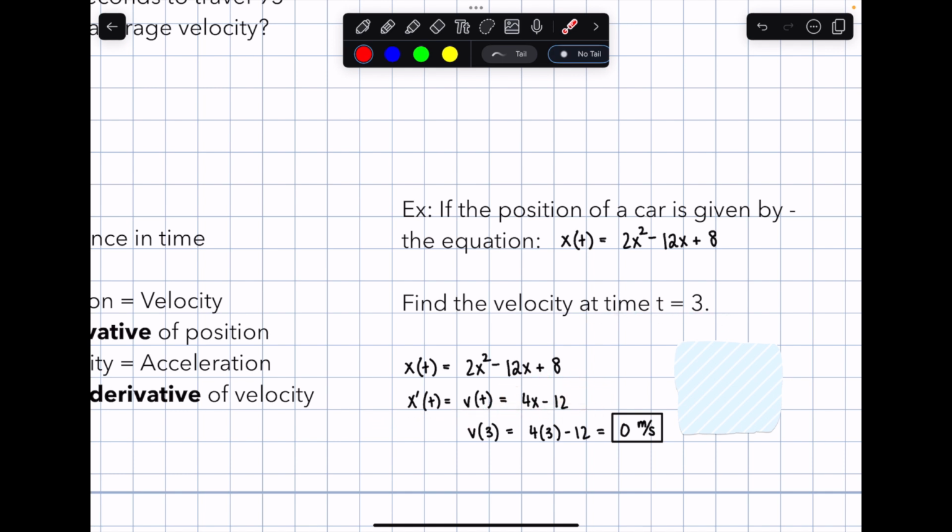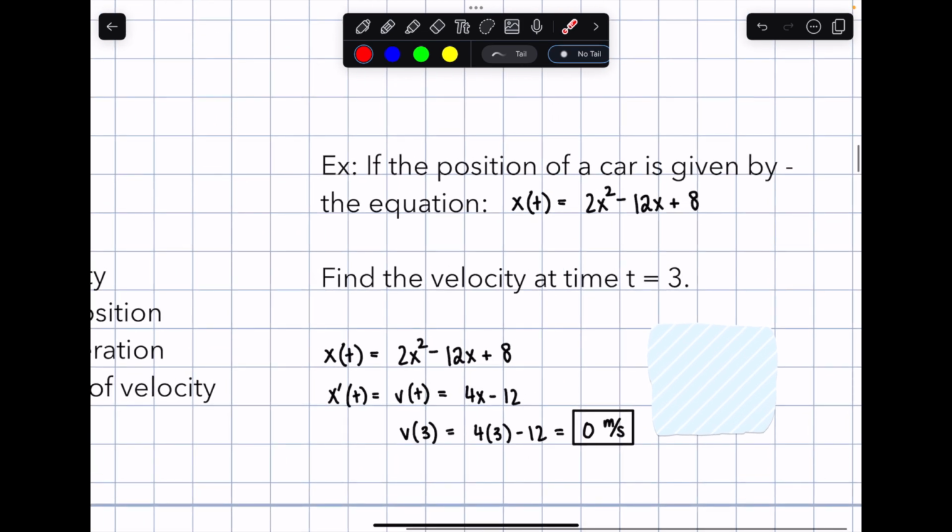Now, just for a quick aside, what does 0 meters per second actually mean? Well, if the velocity is equal to 0, it means the object isn't moving. And in physics, we call this at rest. So whenever you see something in a question that says an object is at rest, just know its velocity at that time would be equal to zero.